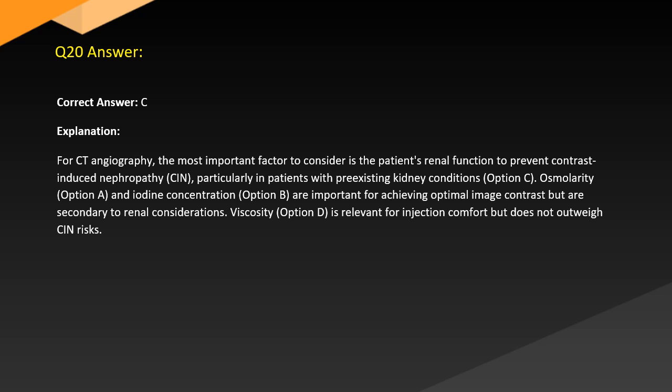Answer. Correct answer: C. Explanation. For CT angiography, the most important factor to consider is the patient's renal function to prevent contrast-induced nephropathy, CIN, particularly in patients with pre-existing kidney conditions. Option C. Osmolarity, option A, and iodine concentration, option B, are important for achieving optimal image contrast but are secondary to renal considerations. Viscosity, option D, is relevant for injection comfort but does not outweigh CIN risks.